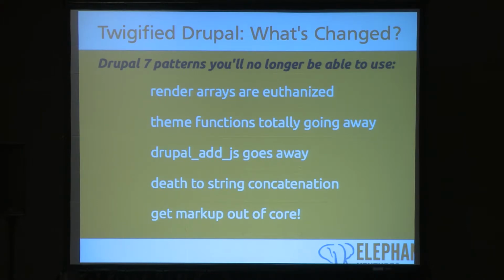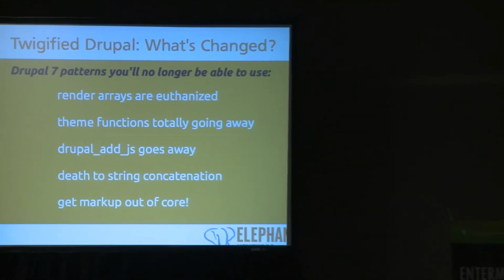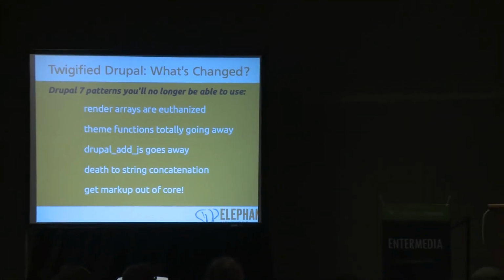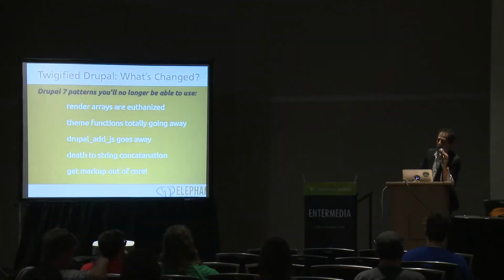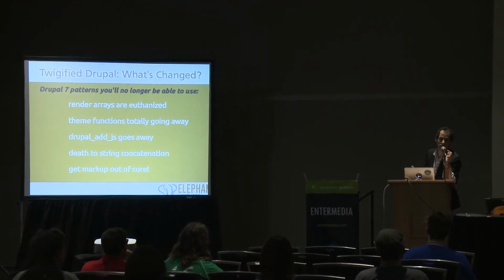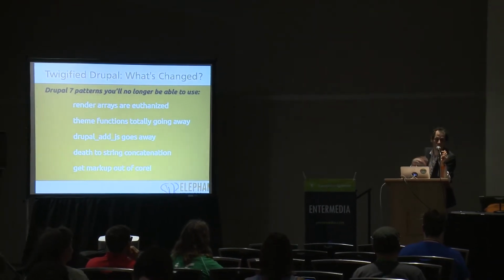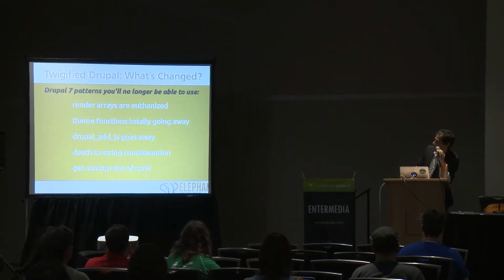So the Drupal patterns that you'll no longer be able to use: render arrays are being euthanized. You'll no longer have to use those, and probably half of you didn't use them anyway. I mean, this was a great and powerful pattern that people didn't adopt. Why? Because there was the cognitive friction of unlearning what you had learned before and then learning this new pattern. Theme functions are going totally away.